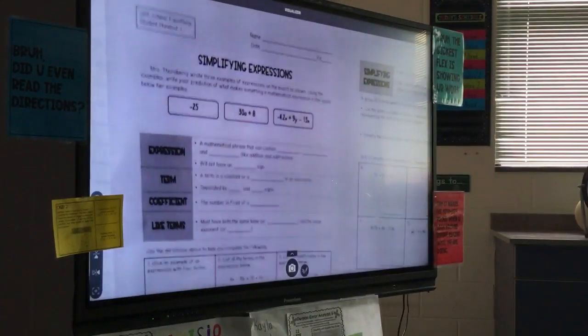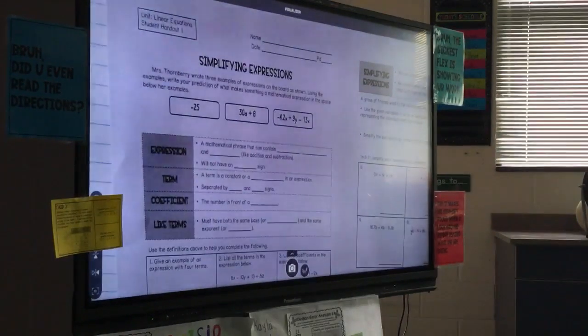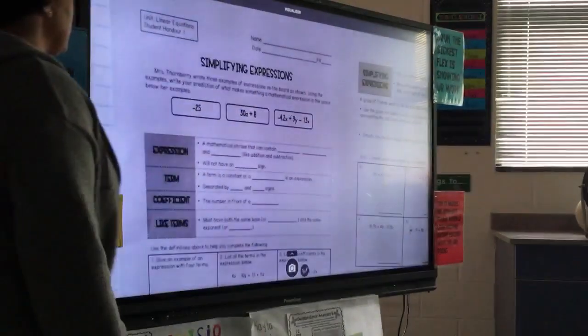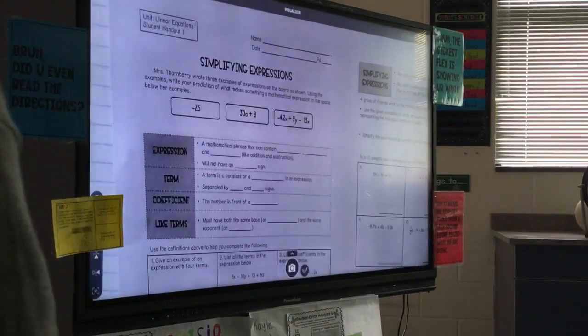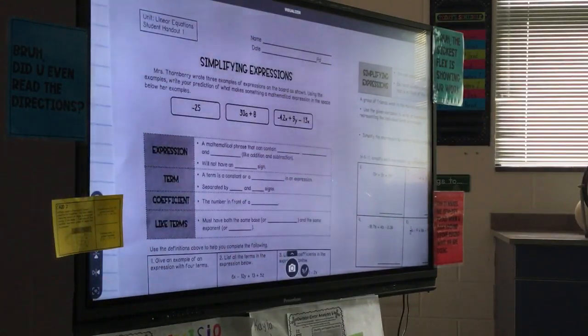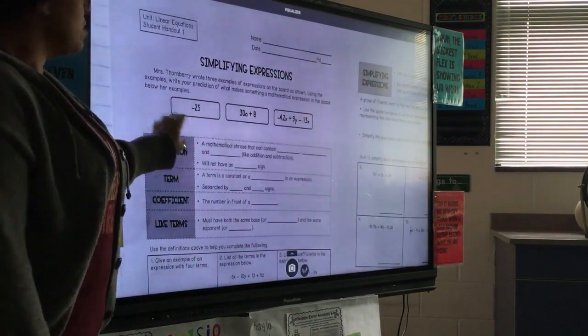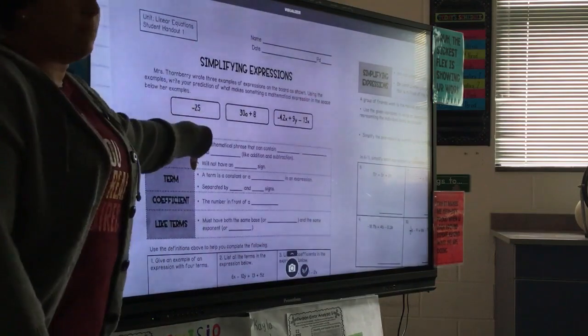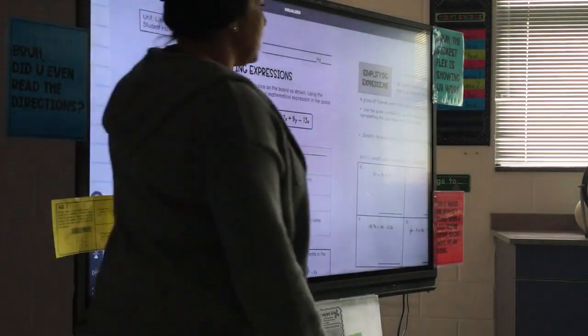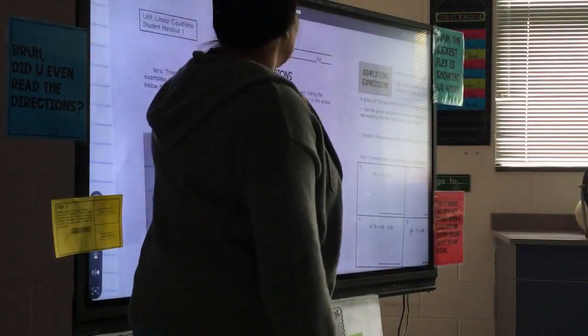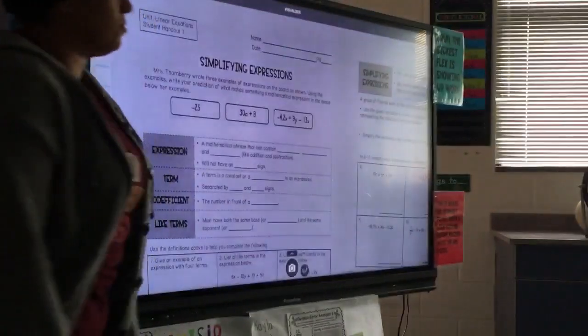So starting with this first little warm-up question. It says Mrs. Thornberry wrote 3 examples of expressions on the board as shown. Using the examples, write your prediction of what makes something a mathematical expression in the space below her examples. So what makes this a mathematical expression? What makes this a mathematical expression? And what makes that a mathematical expression?